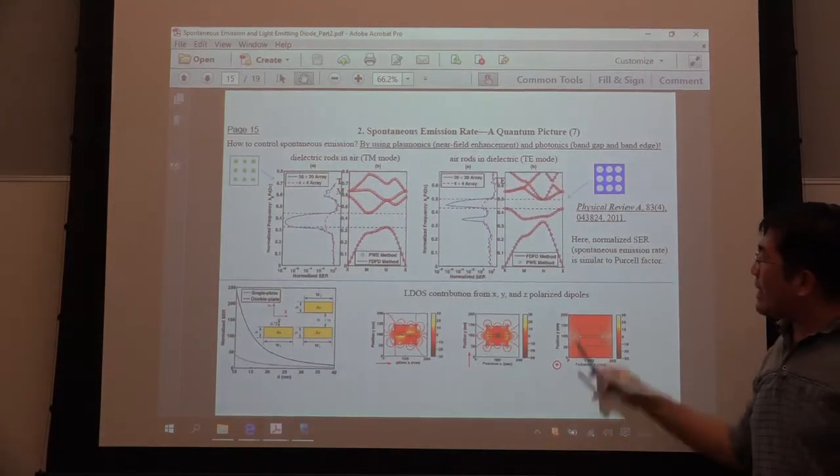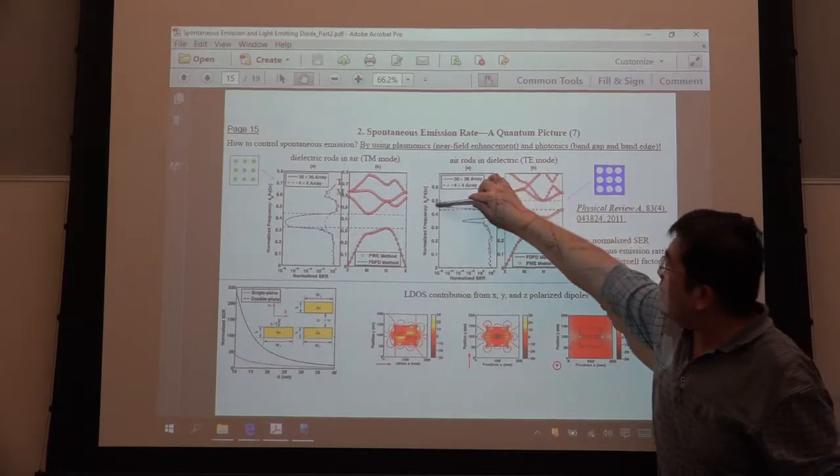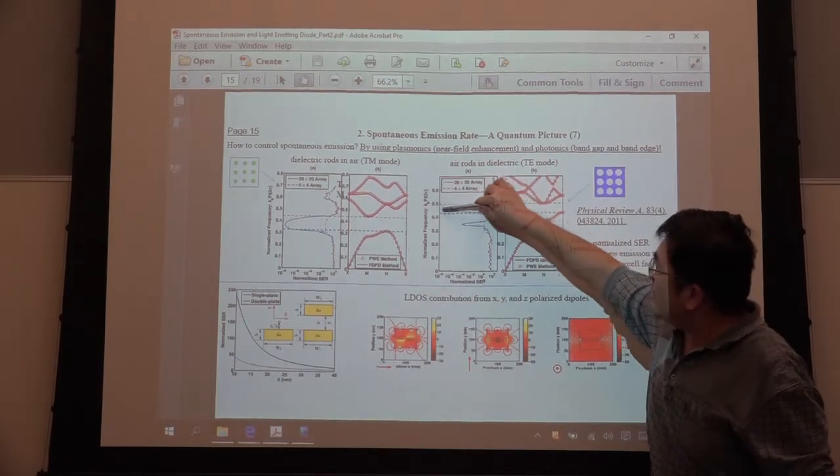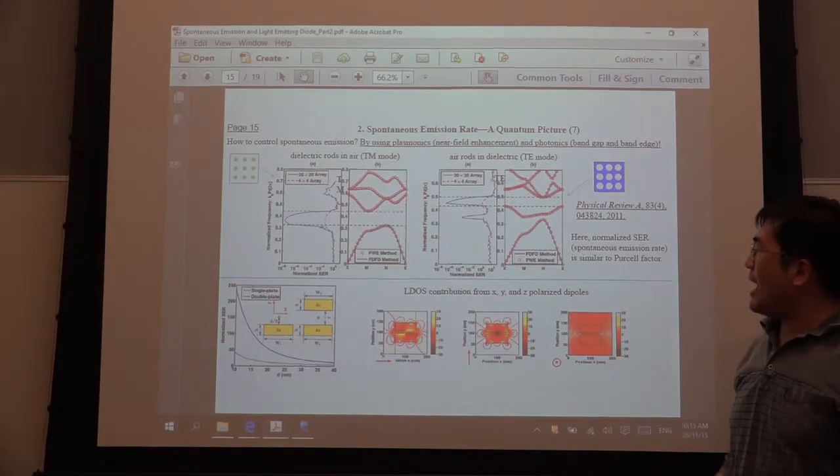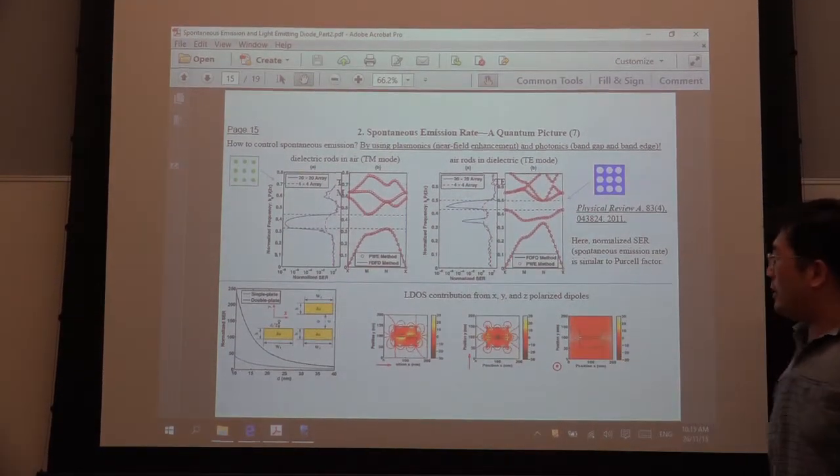Okay, so the band gap has no photon state, so the local density of states becomes very small. Spontaneous emission becomes very small. And the band edge can boost. Okay, this is a picture.